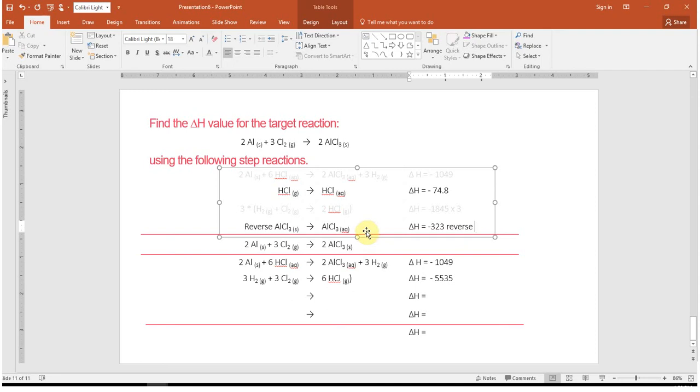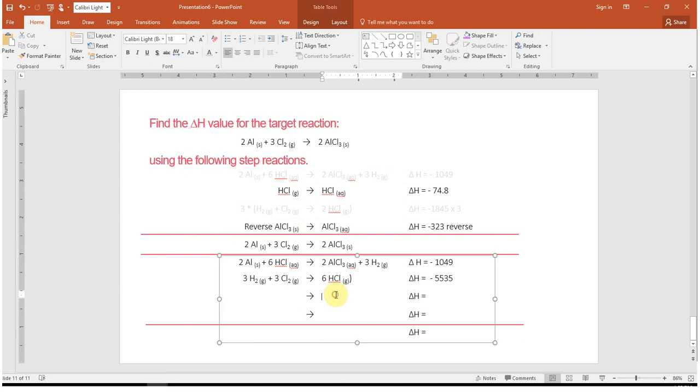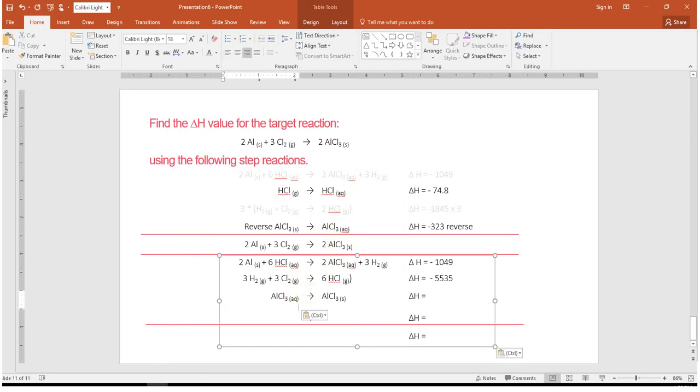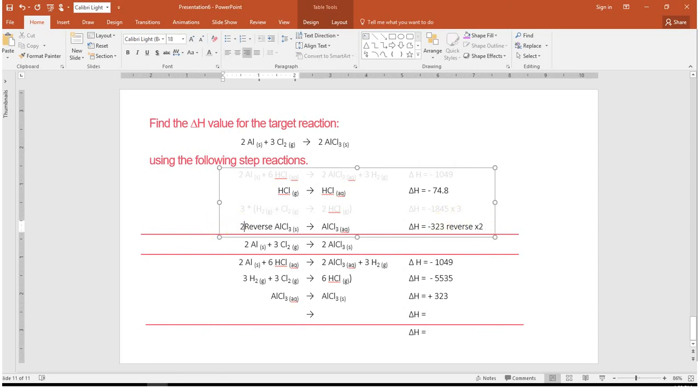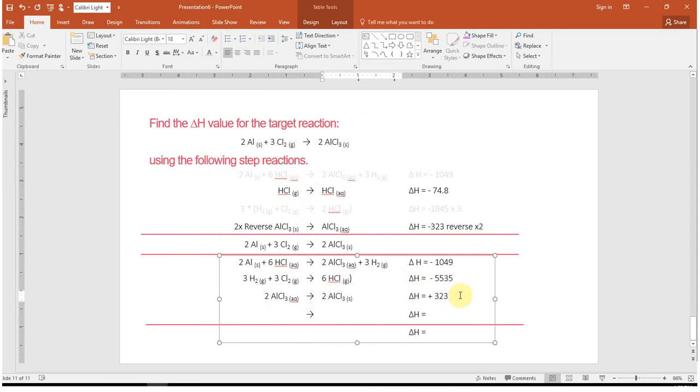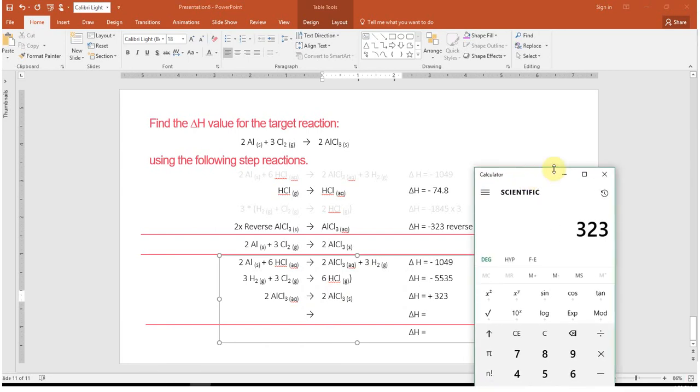Now if I look, I actually need two in my target. I only have one. So let's just reverse it and then we'll go ahead and multiply by two in the same step. So reversing it here would give us plus 323. See why I like the spaces, the negatives kind of blend. But I also need to multiply the entire thing by two. So I need two of these, and you can probably do this in your head, but just in case, 323 times two is 646.